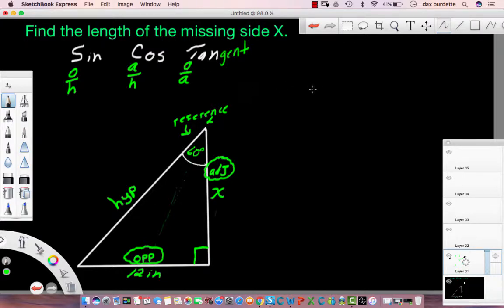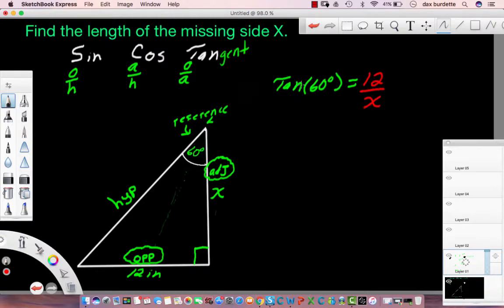So the way we do this is simply to write out tangent. Once we've identified the function, we're going to write the degree measure in the parentheses, 60 degrees in this case. The tangent function is equal to what over what? Opposite side, which is 12. Let me switch my color up. It will be the ratio of 12 over what? We don't know the missing side, which is x.